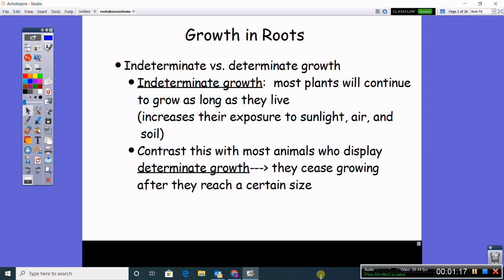Okay, we do not do indeterminate growth. We do determinate growth, which means we stop growing after we reach a certain size. Okay, we do not grow for the entirety of our lifetime. All right, let's keep moving.